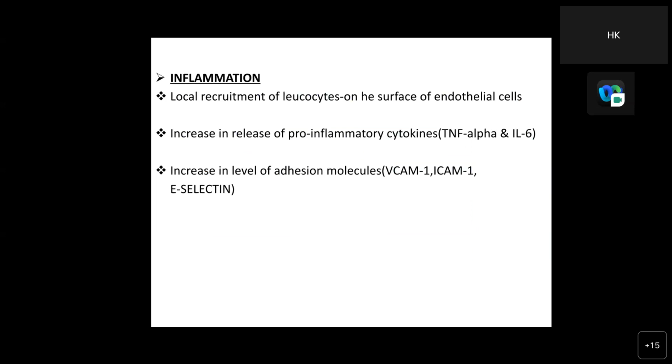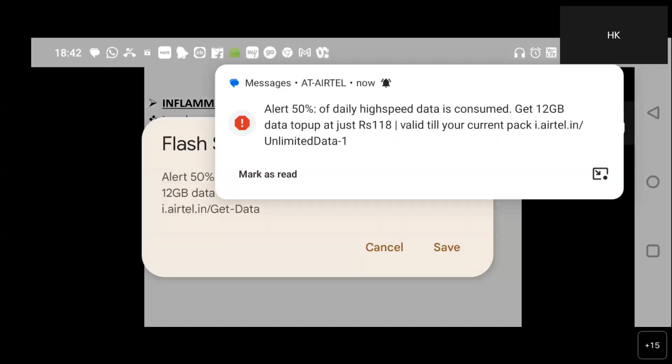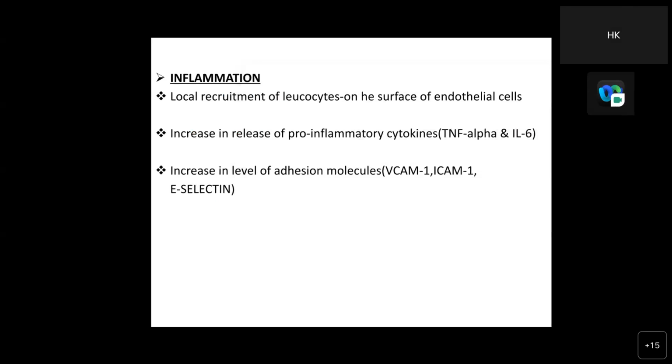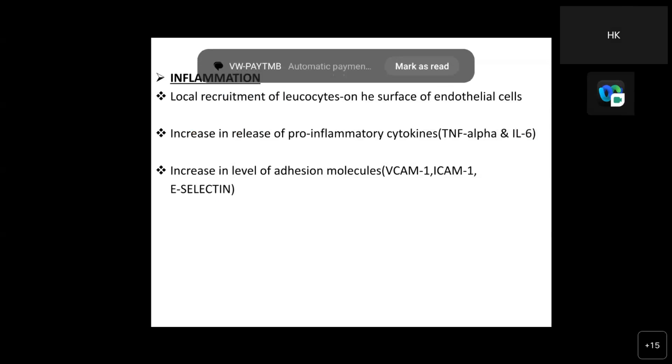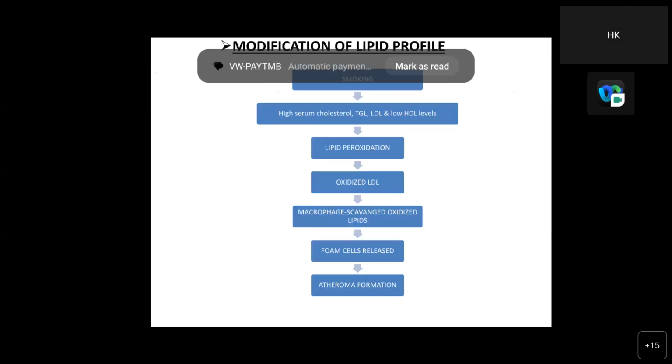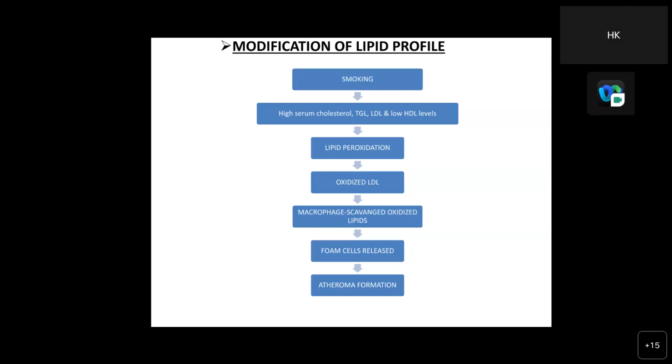Also, smoking increases the release of pro-inflammatory cytokines like TNF alpha, interleukin 6, and interleukin 3. It also increases the level of adhesion molecules: VCAM1, ICAM1, E-selectin, and P-selectin. Modification of the lipid profile by smoking: smoking increases the serum cholesterol level, TGL, and LDL levels, and lowers the HDL levels.